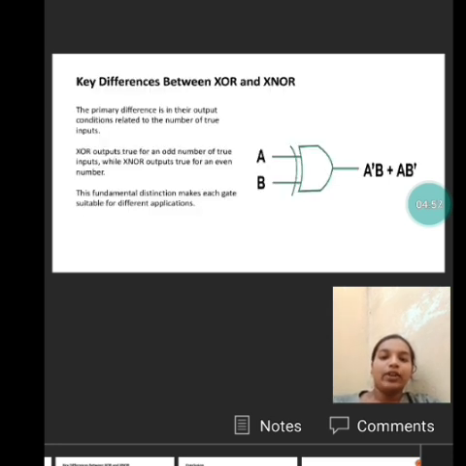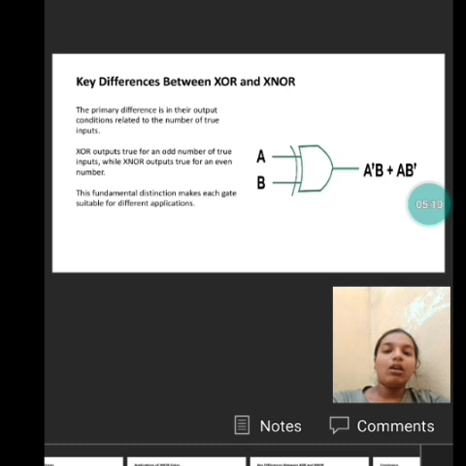Next is key differences between XOR and XNOR. The primary difference is in their output condition related to the number of true inputs. XOR outputs true for an odd number of true inputs, while XNOR outputs true for an even number. This fundamental distinction makes each gate suitable for different applications.